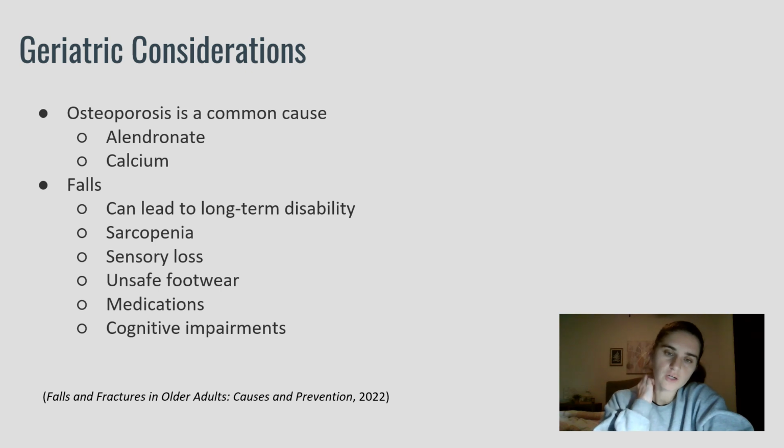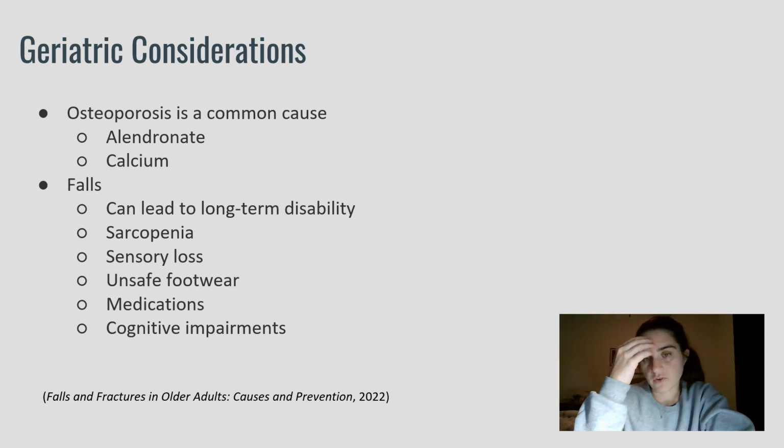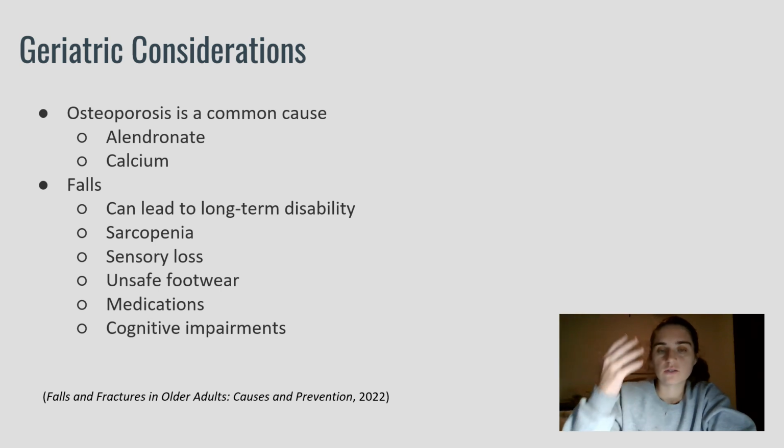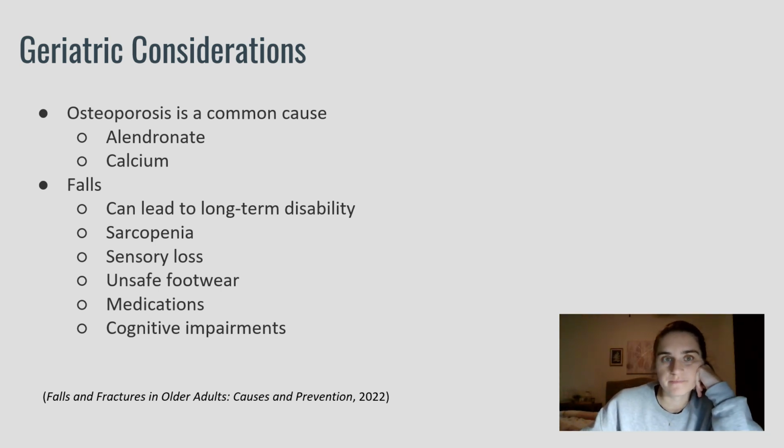And then another common cause for fractures in the elderly is falls. So falls can lead to long-term disability as well as death. And some common causes for falls include sarcopenia, sensory loss, unsafe footwear, medications, so polypharmacy is a culprit, and cognitive impairments. So oftentimes these patients suffer from dementia.